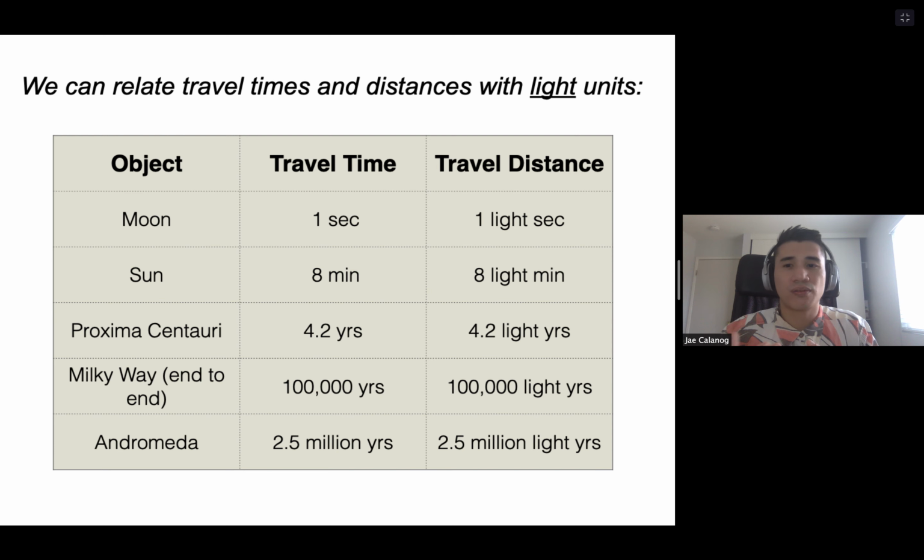light. So, for example, if we know that light takes 1 second to travel from the moon to the Earth, then we can say that the moon is 1 light second away. And then going from the sun to the Earth, it's about 8 light minutes away, because that's the distance that light travels in 8 minutes. So it's a one-to-one correspondence with the light travel time and the travel distance using light units.